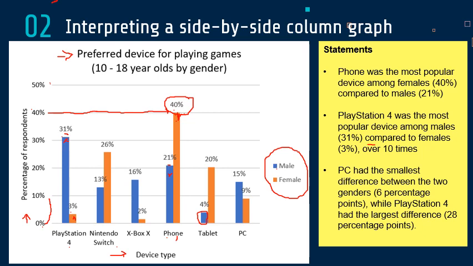And lastly, this is the last statement. Now you can make a lot of statements about this data. I'm only going to make 3 today. PC had the smallest difference between the two genders. So let's go to PC here at the end. So 15% of males preferred PC and 9% of females preferred PC. So it was 6 percentage points.